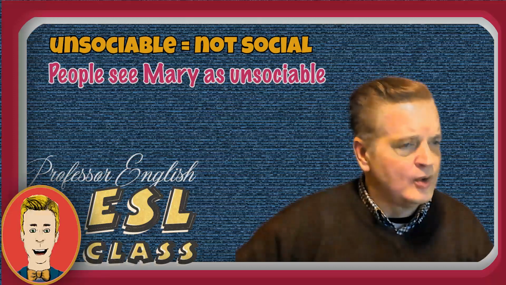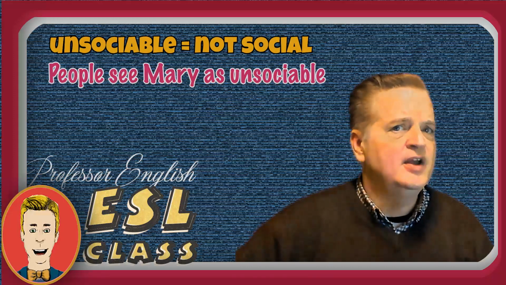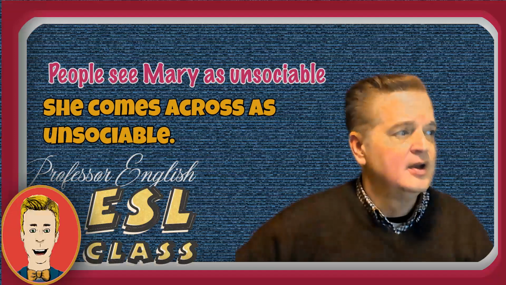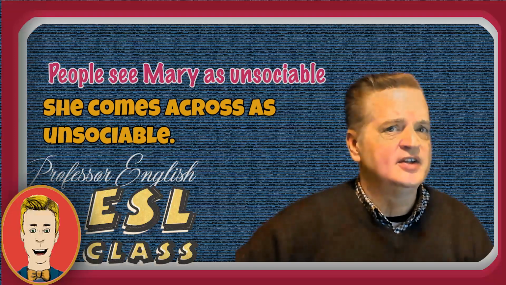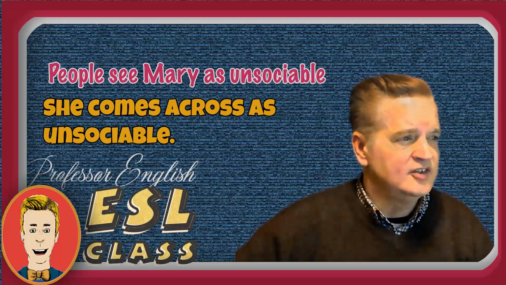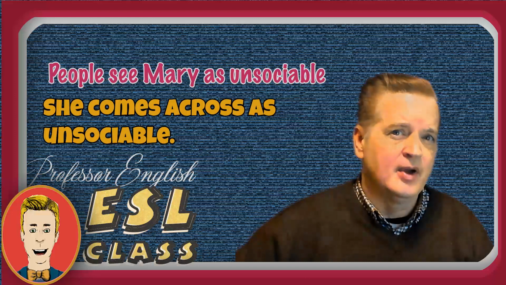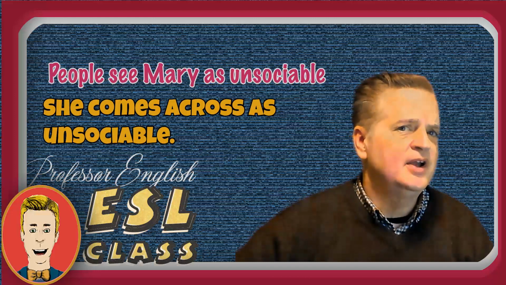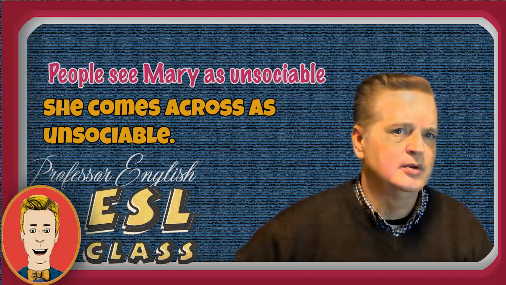Now let's use come across. Mary comes across as unsociable. That means the same thing. Mary comes across as unsociable. That means when people meet her, they think she's not very social. Come across. That's how people see it. That's how people see you. Mary comes across as unsociable.